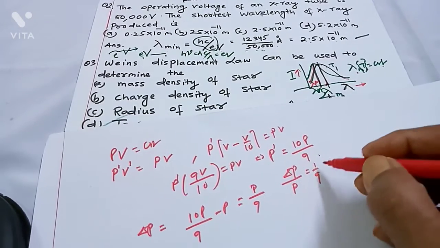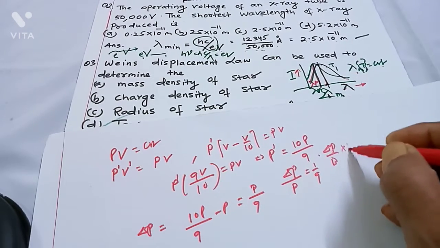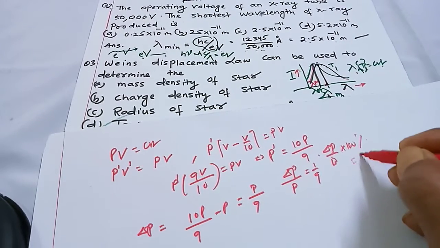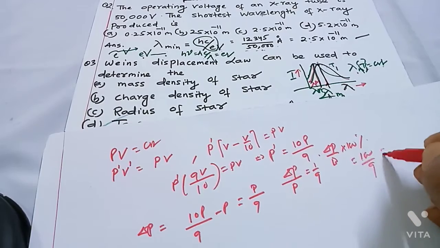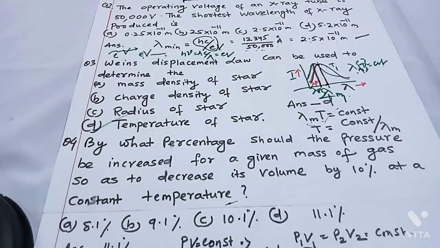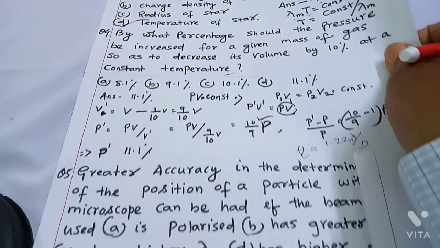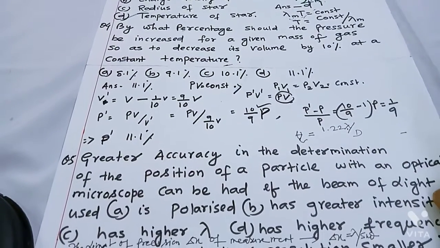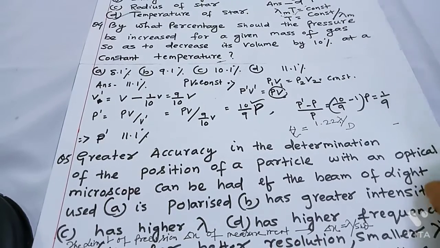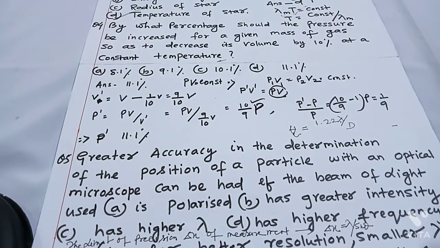In terms of percentage, delta P by P into 100 equal to 100 by 9, or 11.1%. So the answer is 11.1%. Next question: greater accuracy in the determination of the position of a particle with an optical microscope can be had if the beam of light used is polarized, has greater intensity, has higher wavelength, or has higher frequency.